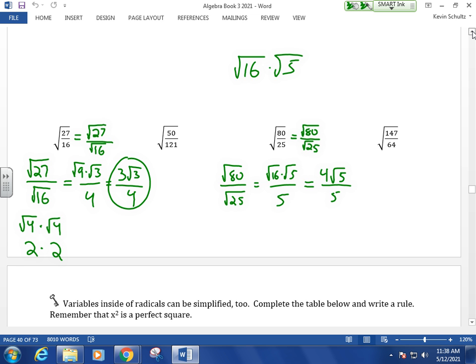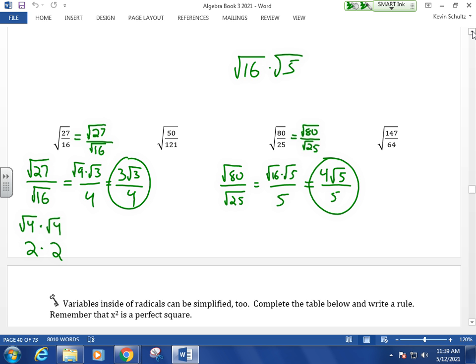Can we cancel out the root 5 and 5? I mean, they're both 5s, right? One's the root of 5, so they're not the same value, right? The root of 5 is not the same as 5. So we could not cancel them out, and that is going to be our answer.